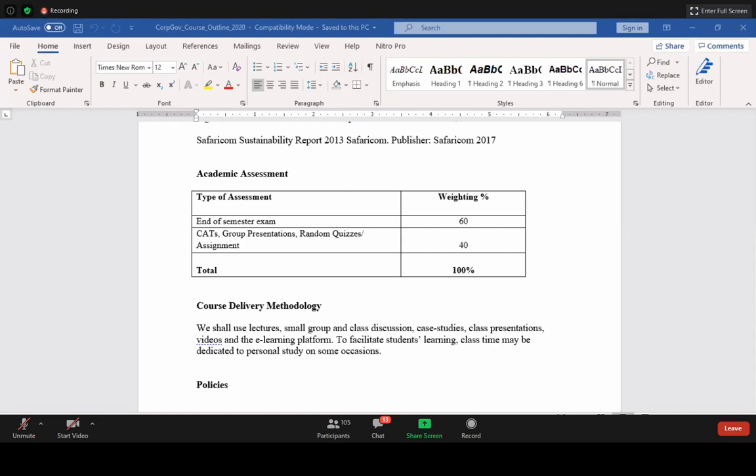Now, please, could you send me your phone numbers in the same chat box? You can send me a private message, or if you don't mind, just send it to everyone.